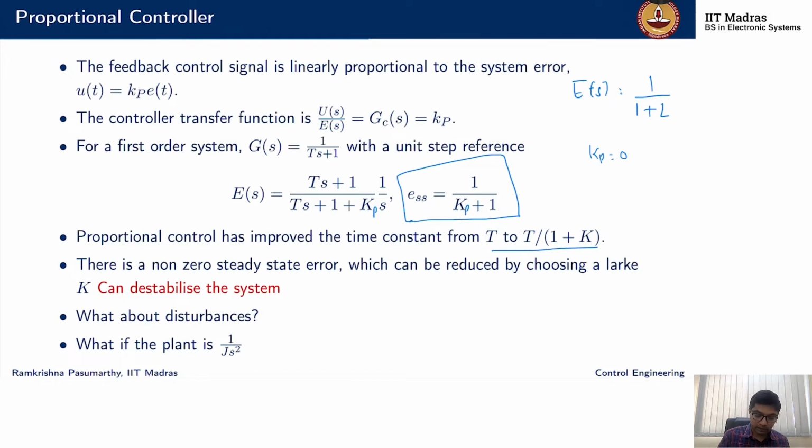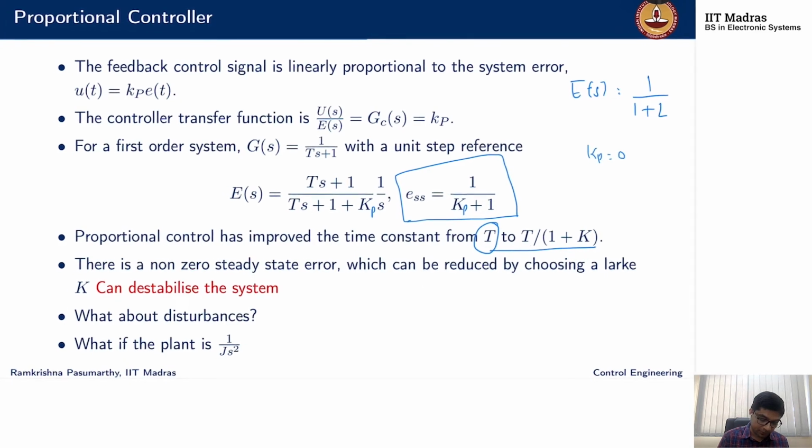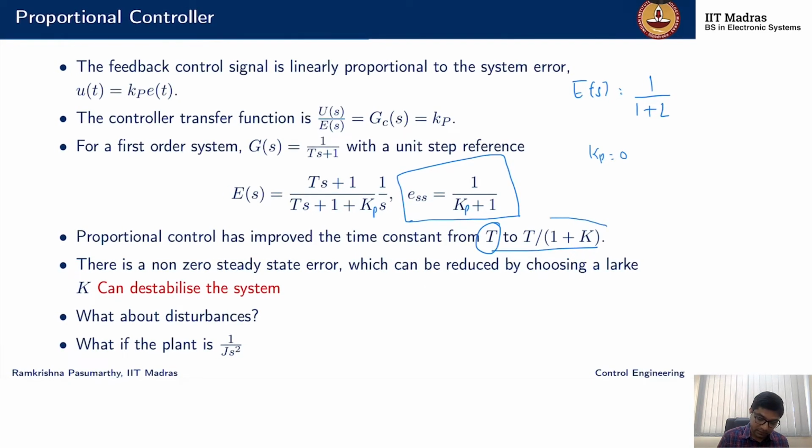So what is the change now? We talked about time constants of the system. The original time constant was T, and with the introduction of the proportional controller, my time constant now changes from T to T over 1 plus K. So there's an improvement in the time constant. There is also a non-zero steady state error, which can be reduced by choosing a large K.